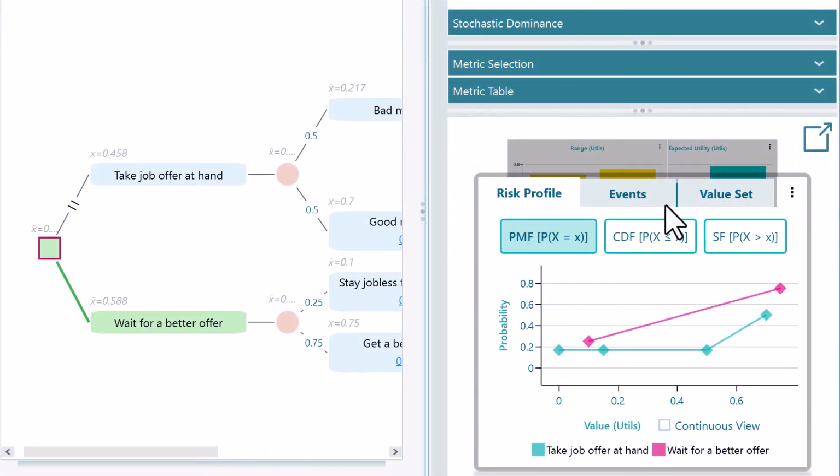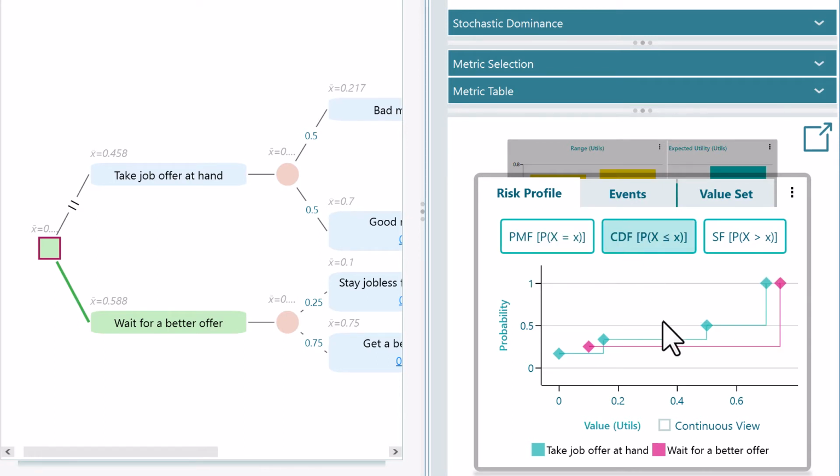You can easily see the cumulative distribution for the risk profile by clicking the CDF button. By looking at this cumulative distribution chart, someone can tell that the act, wait for a better offer, stochastically or probabilistically dominates the act, take job offer at hand. It is always useful to observe the cumulative distribution of two portfolios to compare state-by-state payoff or risks.